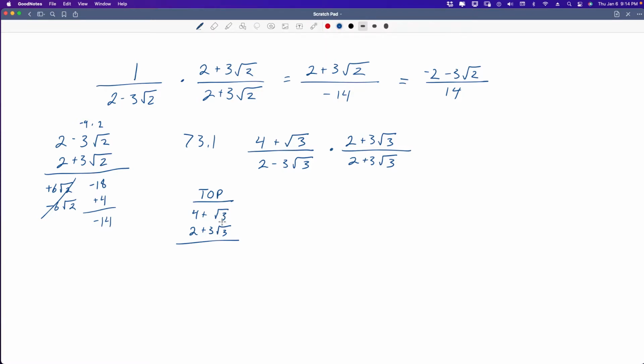Now, 3 times the square root of 3, that's going to be 3. So 3 times 3 is 9, and it's positive. All right, this time, 3 times 4, that's 12 times the square root of 3. That's going to be 2 times the square root of 3, and this is going to be 8. So this is going to be 17, and this is going to be 14 and the square root of 3.